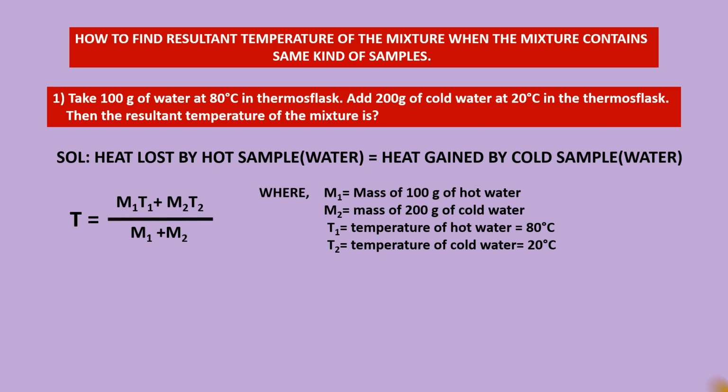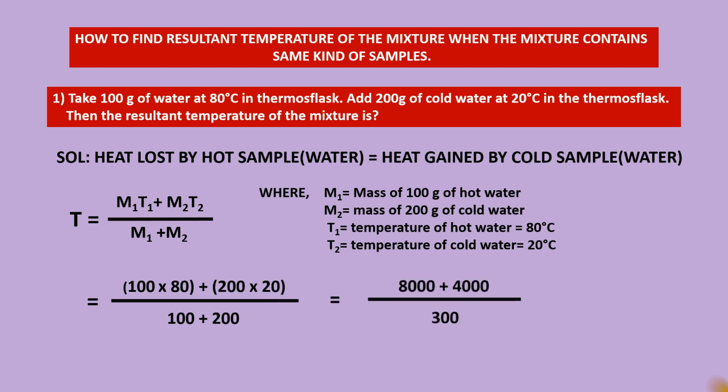So these values are to be substituted directly in the above formula, and if we calculate, we get the answer as 40 degrees Celsius. So in this way, if the same sample is given, we have to directly use the formula T is equal to M1 T1 plus M2 T2 by M1 plus M2.